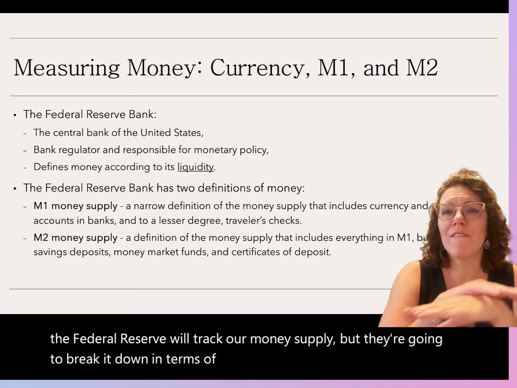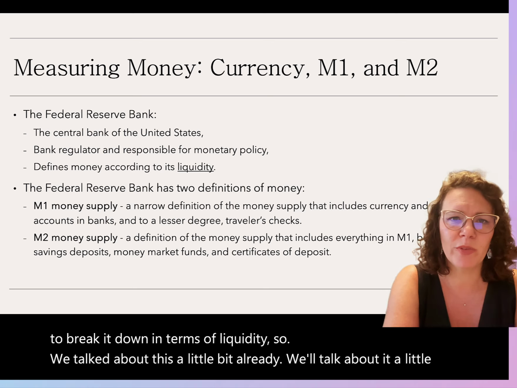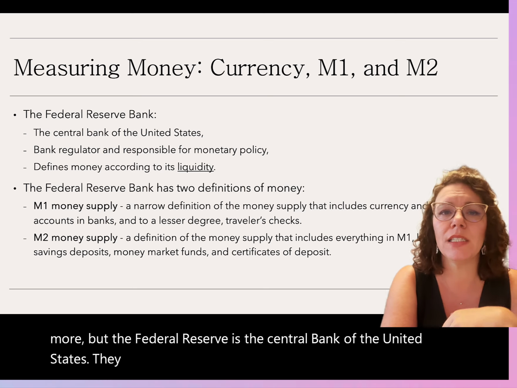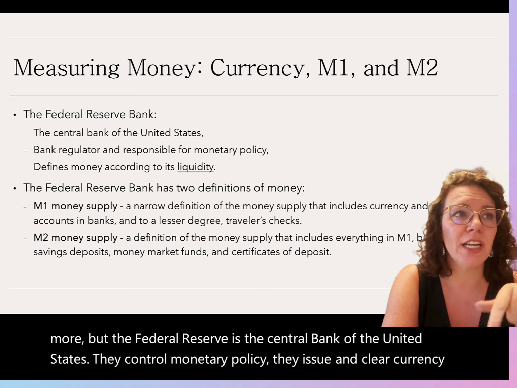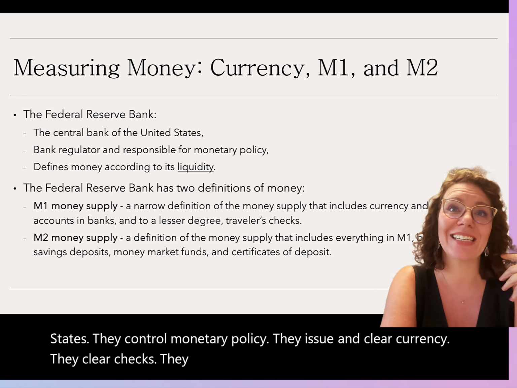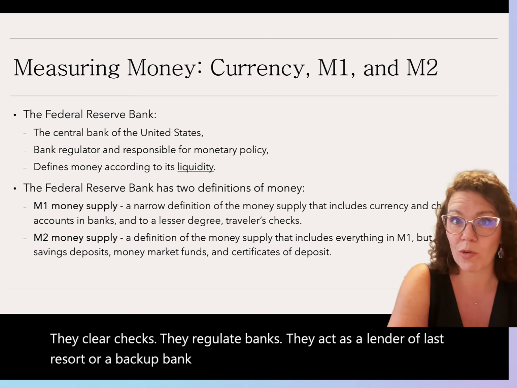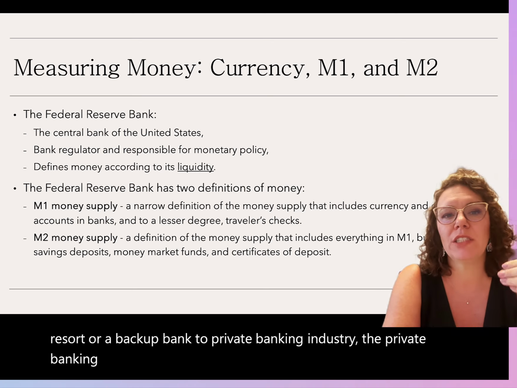So we talked about this a little bit already. We'll talk about it a little bit more, but the Federal Reserve is the central bank of the United States. They control monetary policy. They issue and clear currency. They clear checks. They regulate banks. They act as a lender of last resort, or a backup bank, to the private banking industry, and they are the ones who define money.